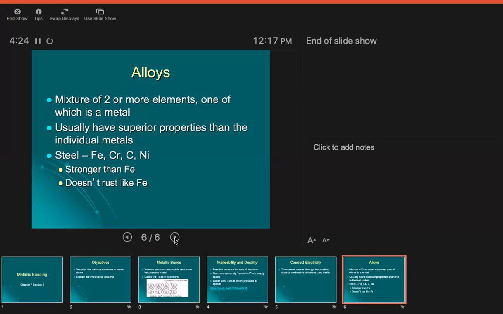And that's it. That's chapter 7, section 3. We're done with chapter 7.